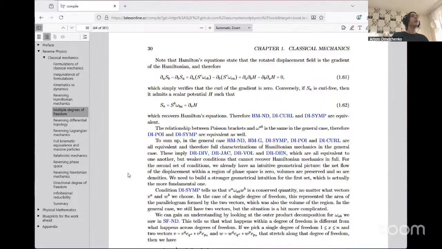These imply dr div, dr Jacobian, volume conservation, and density conservation, which are all equivalent to one another, but weaker conditions that cannot recover Hamiltonian mechanics in full. For the second set of conditions, we already have an intuitive geometrical picture. The net flow of the displacement within a region of phase space is zero, volumes are preserved, and so are densities. We need to build a stronger geometrical intuition for the first set, which is actually the more fundamental one.